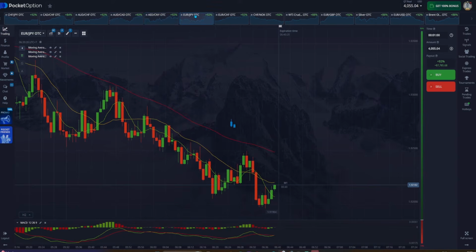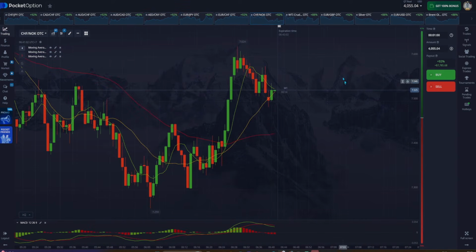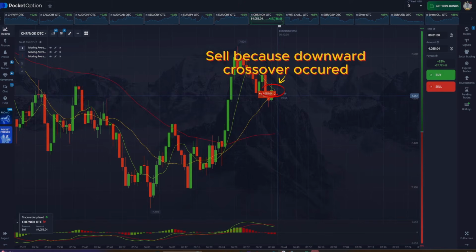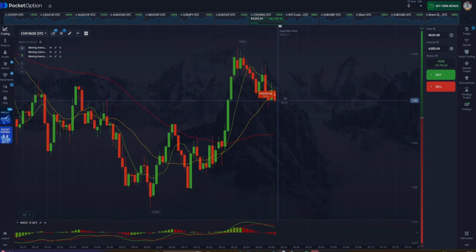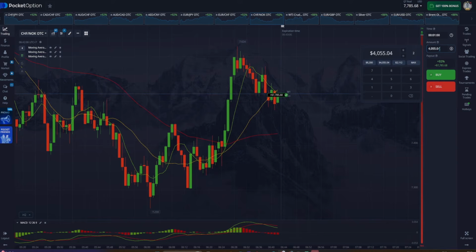Alright traders, I'm seeing a downward crossover on the moving averages. The green line, MA7, has just crossed below the yellow line, MA20. This is a clear signal that bearish momentum is forming and sellers are taking control. When this type of crossover occurs, price usually continues to move downward for the next few candles. That's why I've decided to enter a sell position now. Let's watch together how this entry plays out. Okay, profit. Now we'll open the market again and look for the next opportunity.